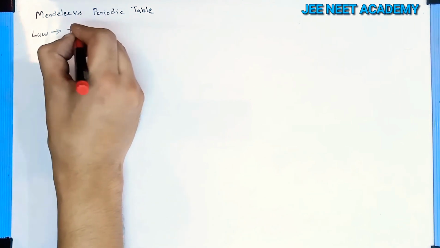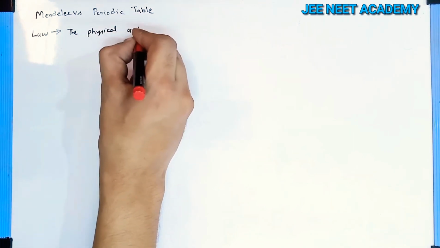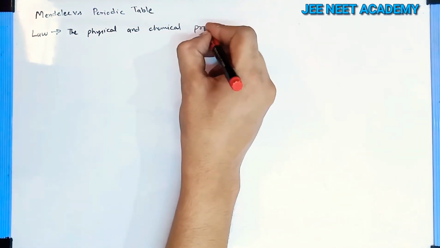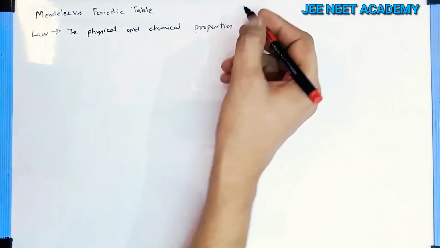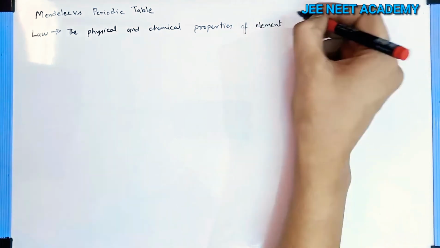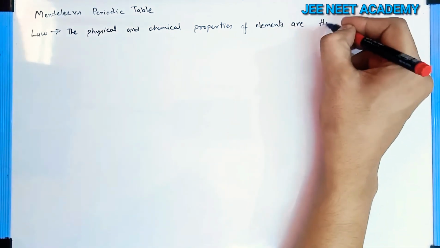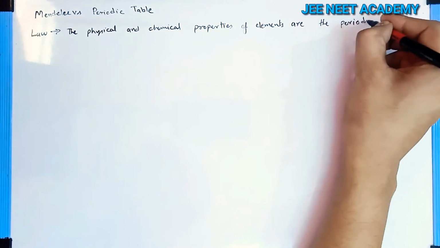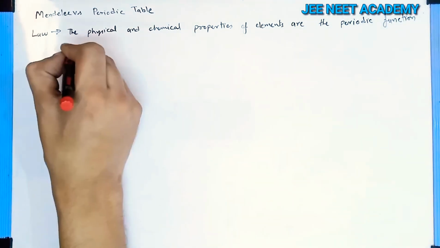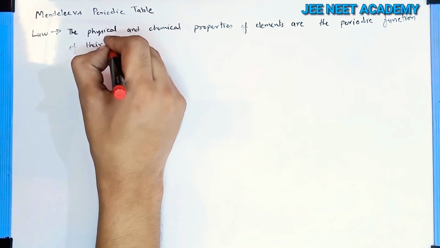The physical and chemical properties of elements are the periodic function of their atomic weight.